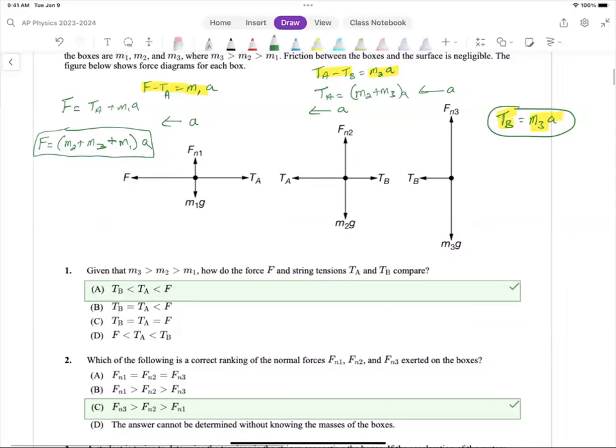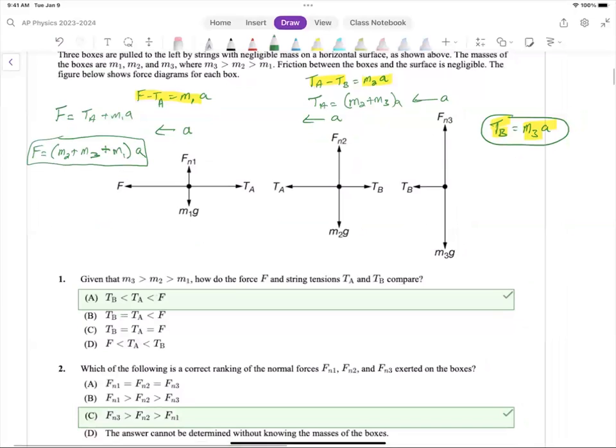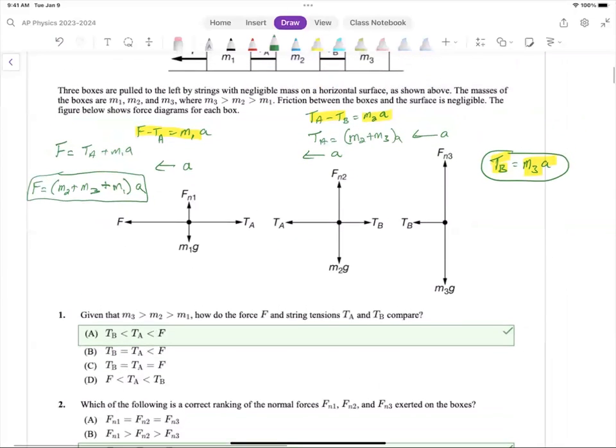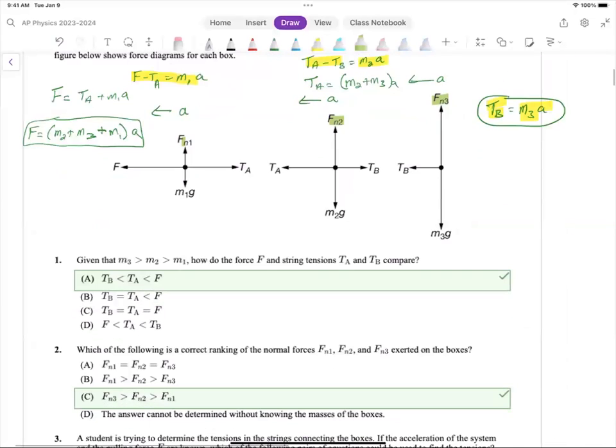Alrighty? Now, which of the following is the correct ranking of the normal force? Fn1, Fn2. Well, they kind of helped you with that. They told you that M3 was greatest, and notice that's the longest. This is the second longest. That's the third longest. I hope that one's pretty straightforward.